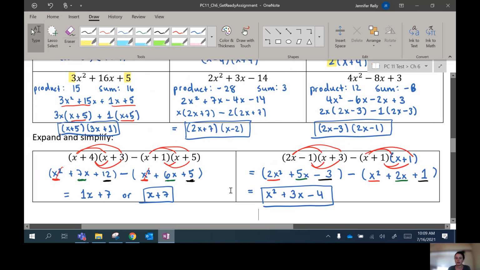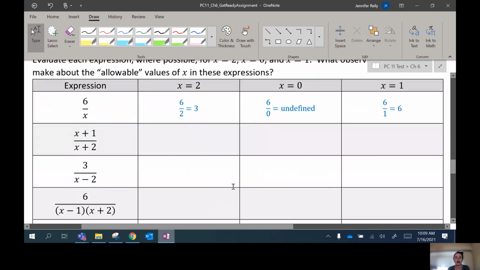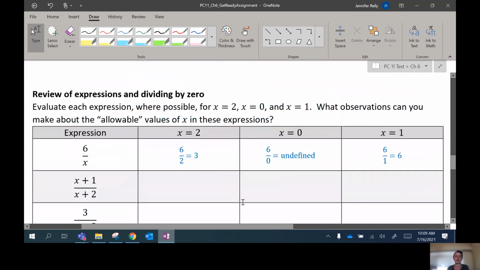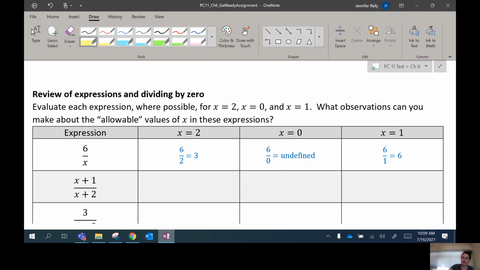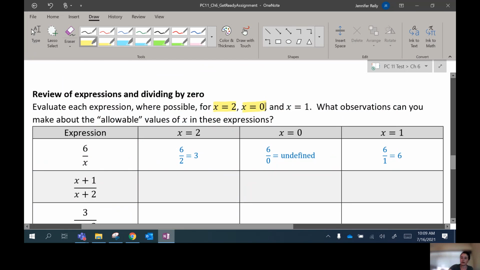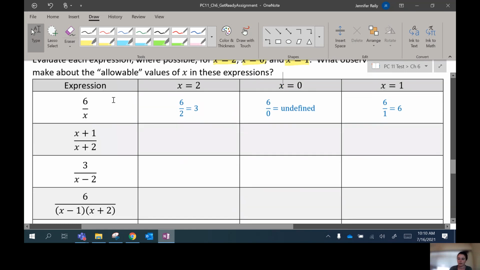Okay, great. One final section left to do. This is just a little review of how to plug in a value when you have an expression. So we're going to be plugging in x equals 2, x equals 0, and x equals 1 into these different expressions. And we're also going to look at some different cases where maybe the answer is undefined. So let's go ahead and just go to this first one here. Again, pause the video if you want to just try this on your own.